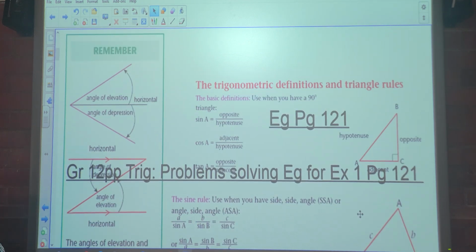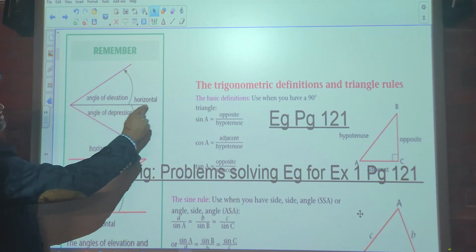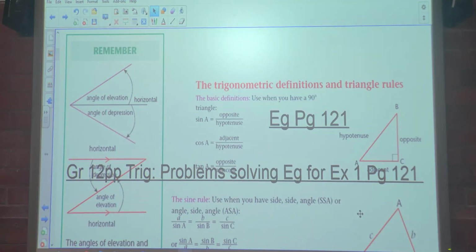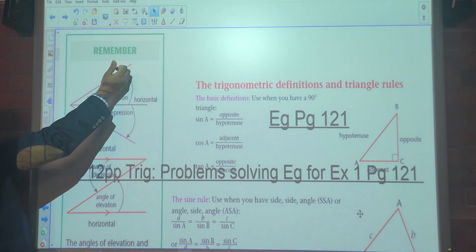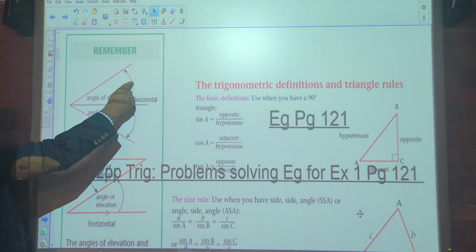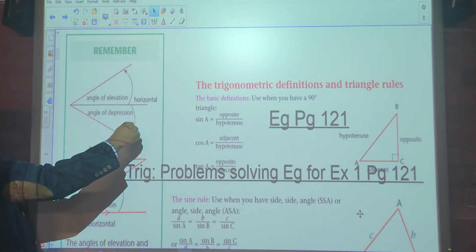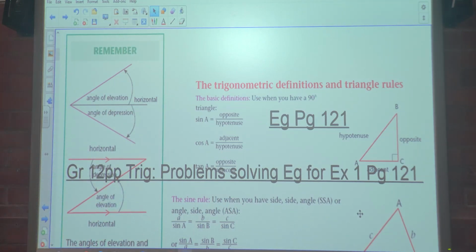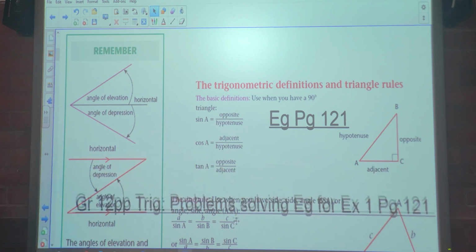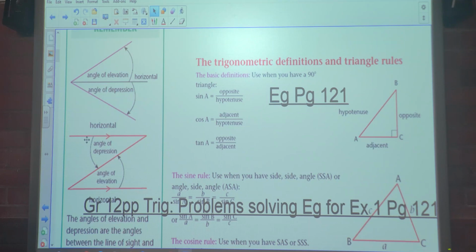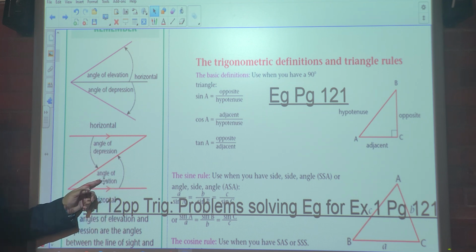Remember, if this is the horizontal, which is normally parallel to your x-axis, the angle that goes up is called the angle of elevation, whilst the angle that goes down is the angle of depression. Something to note here is that this is your horizontal. Of course, your angle of depression will be equal to the angle of elevation. Why? Because alternate angles are equal.